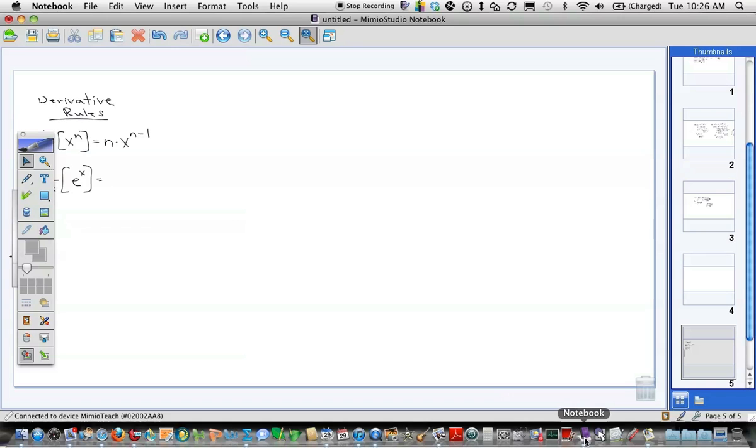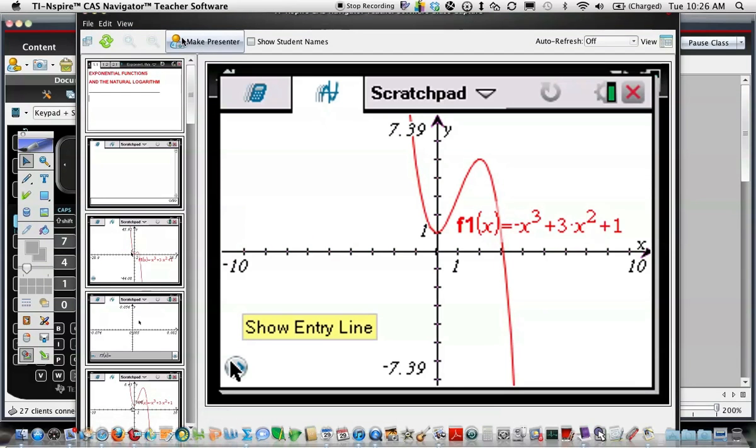Now, I think I told you this one day actually about e to the x. Remember us talking about e to the x and what the slopes were? No? Okay. Aren't the slopes the same as the y values? We talked about that. Let's go to the calculator.